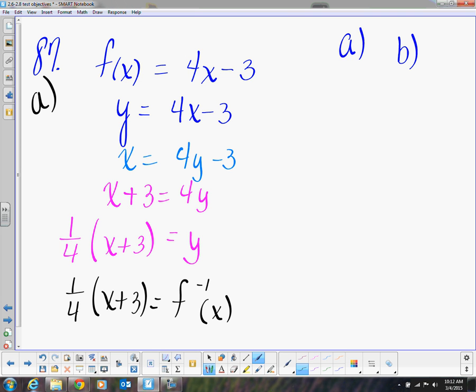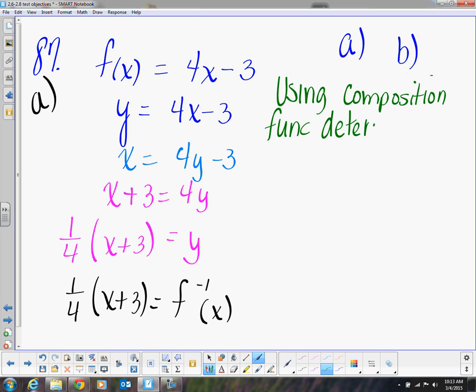Wait, will you accept it if we put x minus 3 over 4? No, because it's not x minus 3 over 4. It's x plus 3. Yes, I will accept that. So now what do you have to do on B? The test will say using composition of functions. I will not give you as much as those directions give you. Using composition of functions, determine if the functions are inverses. That's what my directions will read.